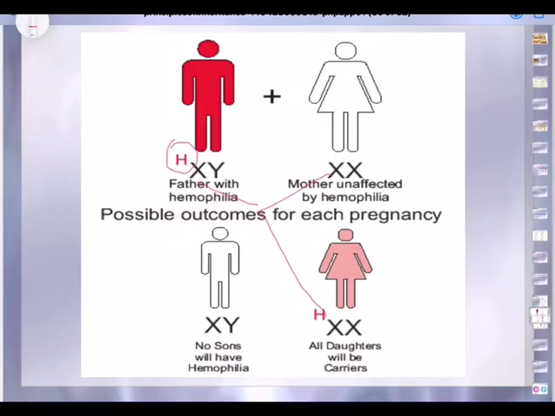So first we take this XH from the father and X from the mother. That results in XH and X. Since only one X chromosome out of the two is having the recessive gene, she is a carrier. She is not getting affected. She is a potential carrier.